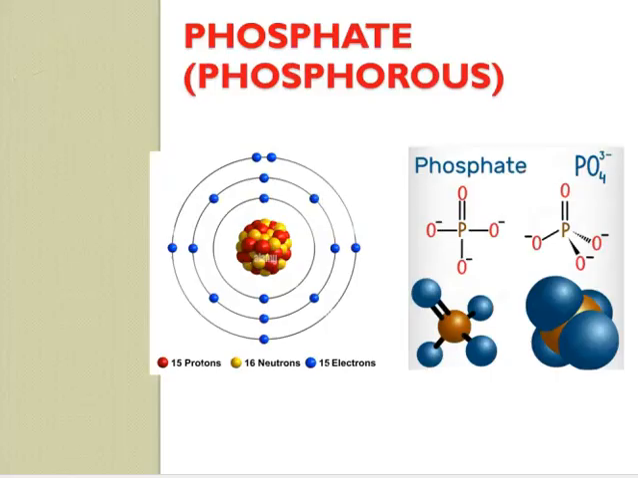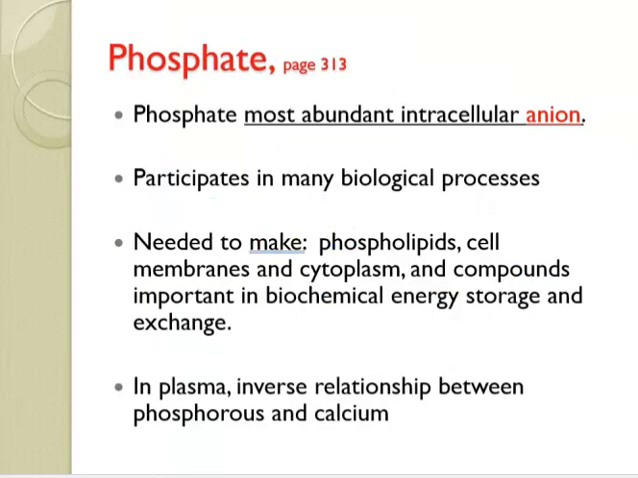The last electrolyte we're going to discuss is phosphate. Phosphate is regulated by the parathyroid gland. The parathyroid can tell the kidneys to inhibit reabsorption. Phosphate is the most abundant intracellular anion, or inside the cell. Phosphate participates in many biological processes and is found in the teeth and bone, is stored in the bone, absorbed by the gut, and excreted by the kidneys.